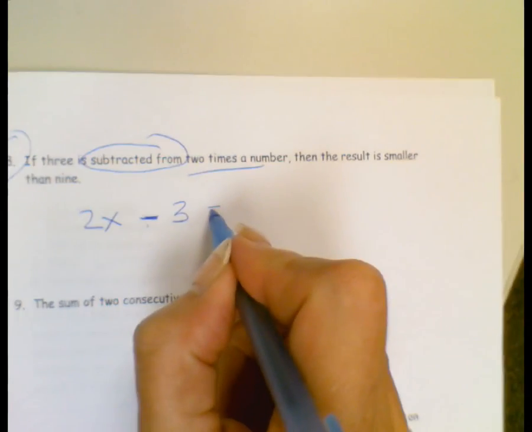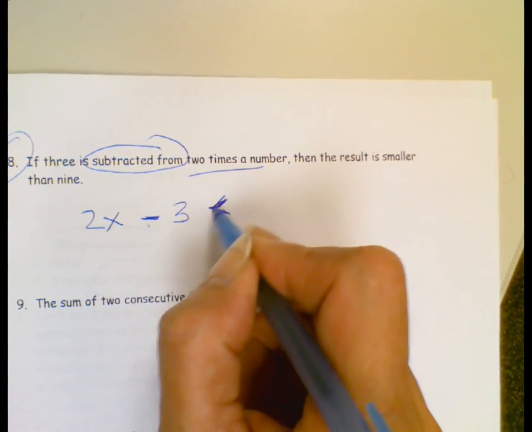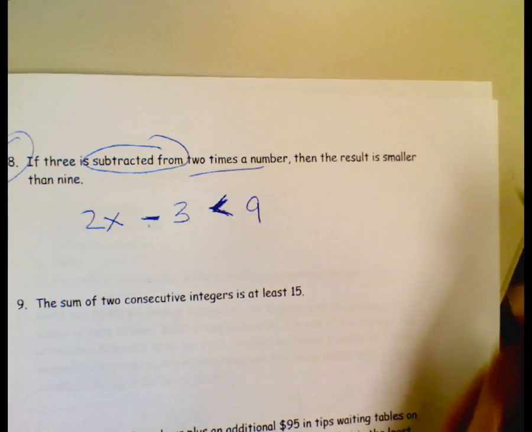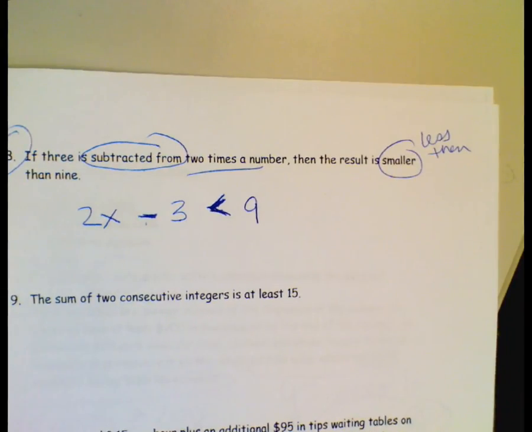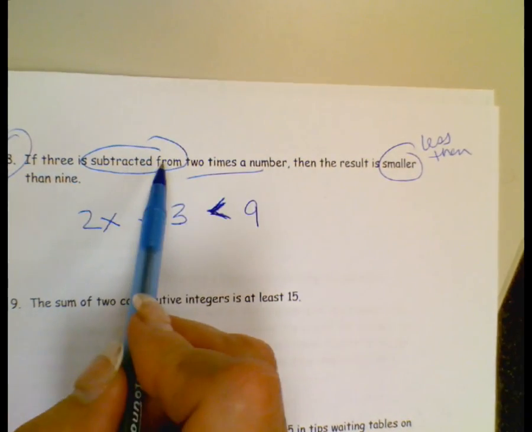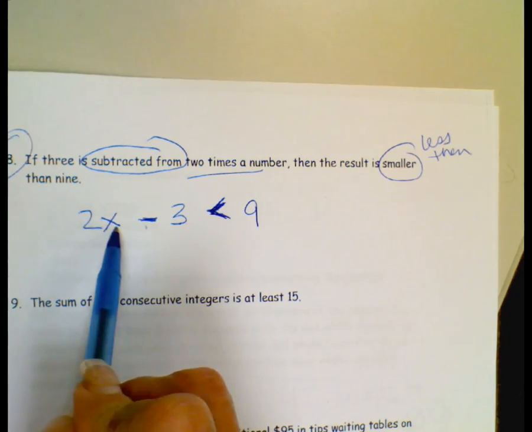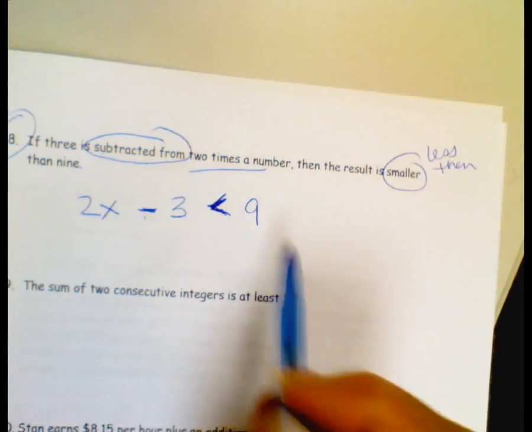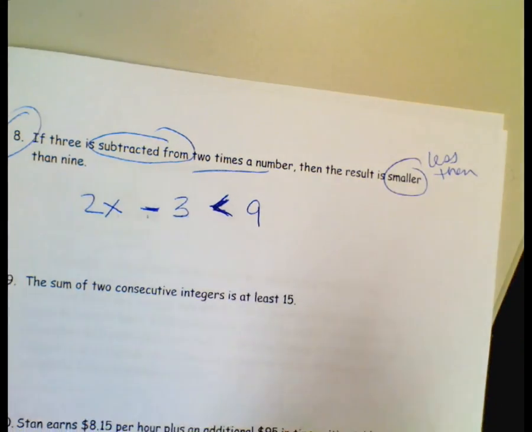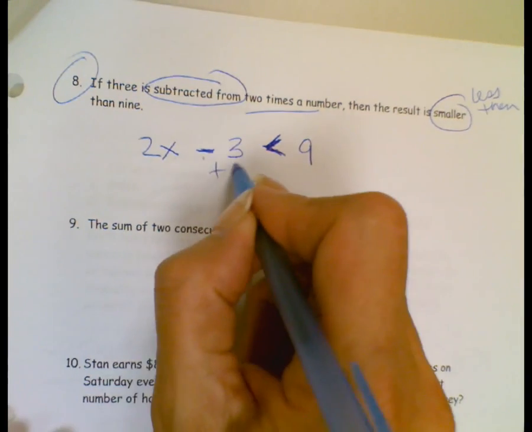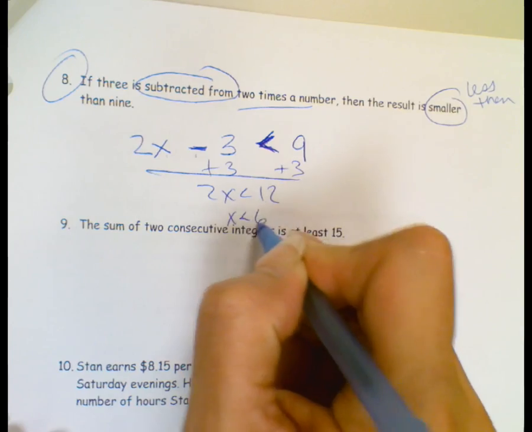Then the result is smaller than 9. Oh, it's not even equal. The result is smaller, that means less than 9. Smaller means less than. So 3 is subtracted from 2 times a number. The result, which means equals, less than, or greater than, the result is less than 9. Add 3 to both sides, and x is less than 6.